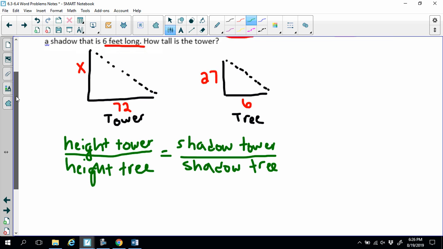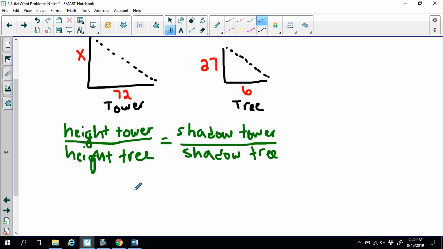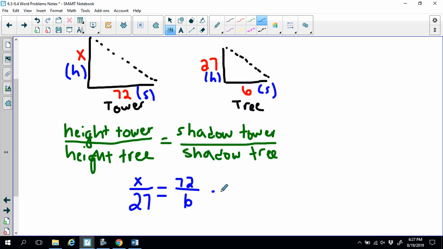Okay, so in this case, we don't know the height of the tower. That's what we're trying to find, so I'm going to put X. The height of our tree, the one that's going up and down. Now, if you're like, I don't remember what this represents, I'm going to put H and H to say, hey, that's our height. And I'll put S to represent shadow, so we kind of know what represents what. So we have X over 27, and that will equal the shadow of our tower, which is 72. And then the shadow of the tree is going to be 6.